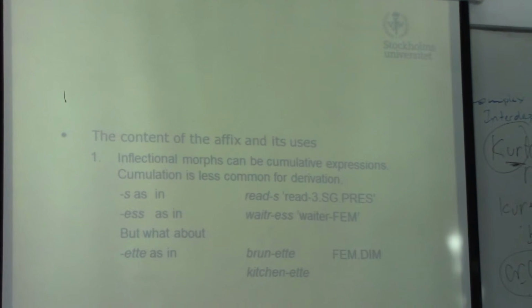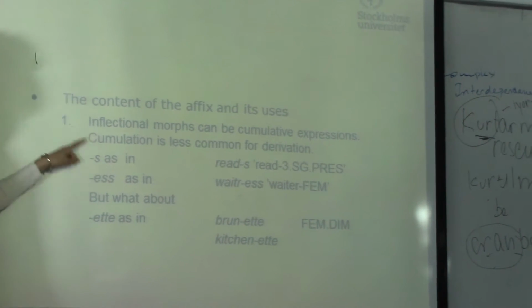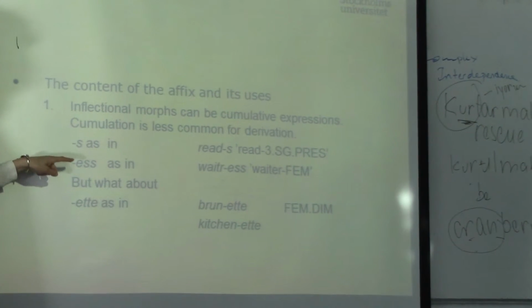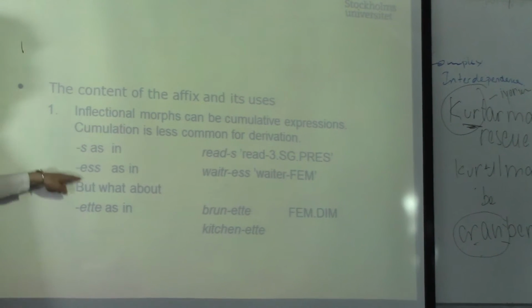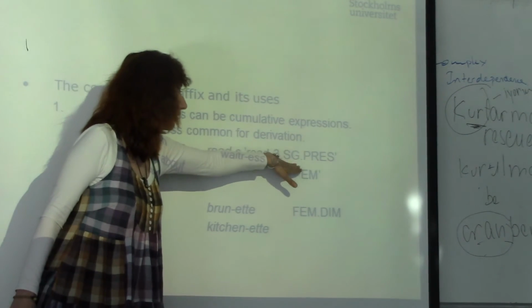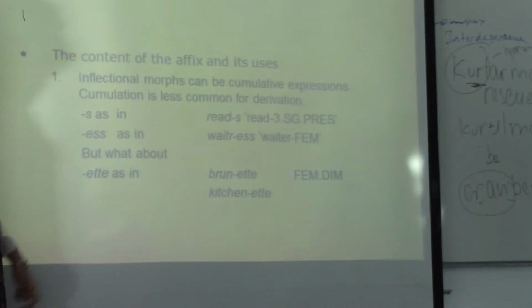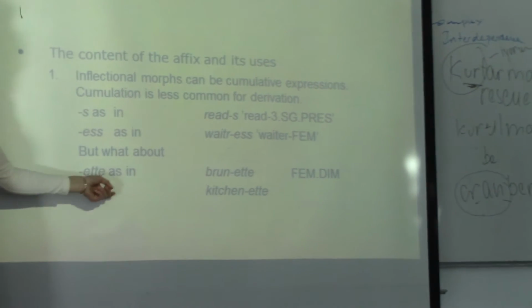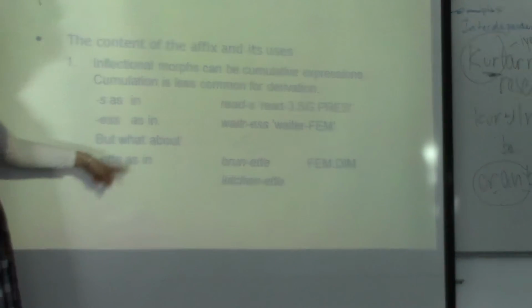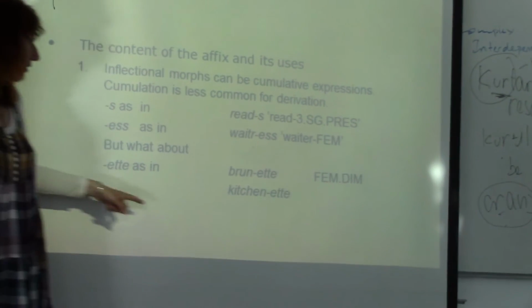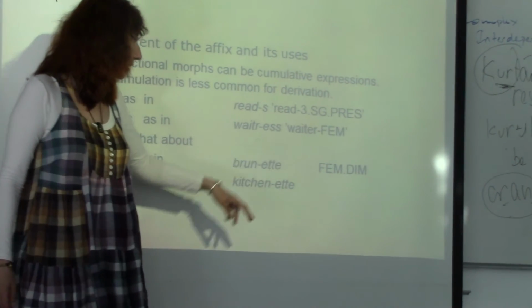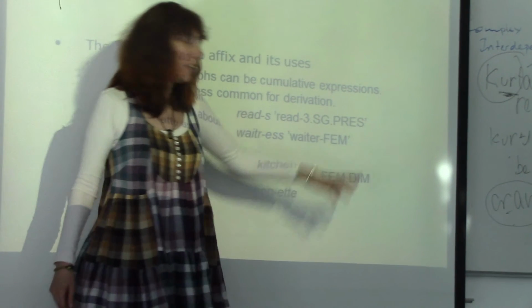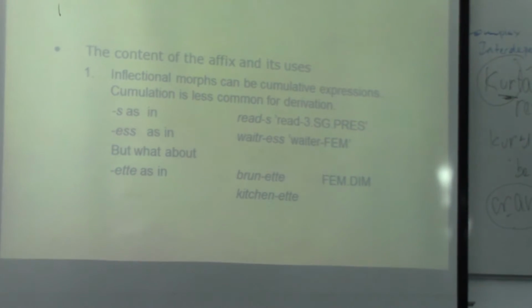The content of the affix. In inflection, you will get cumulative expressions. So in one and the same thing, you will get person and number and tense. Whereas in derivation, you keep them clean, but there are also cumulative expressions even in derivation. So in English, the ette, as in brunette, kitchenette, maisonette, it does have a feminine in it, and it also has the diminutive.